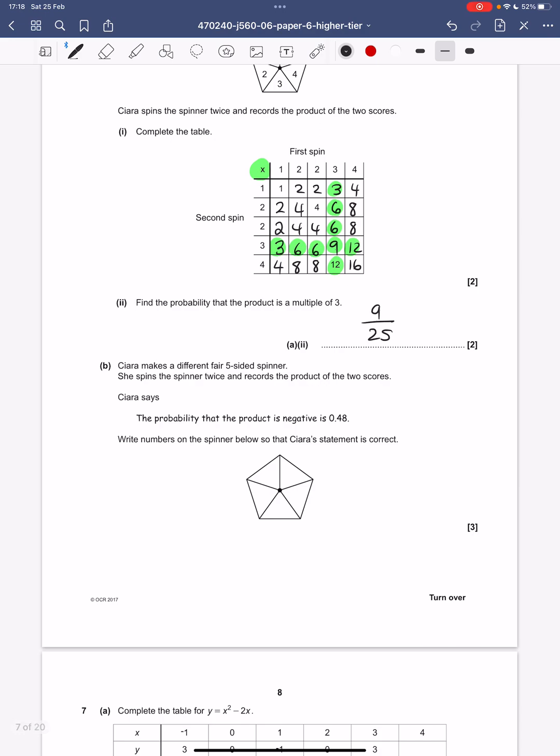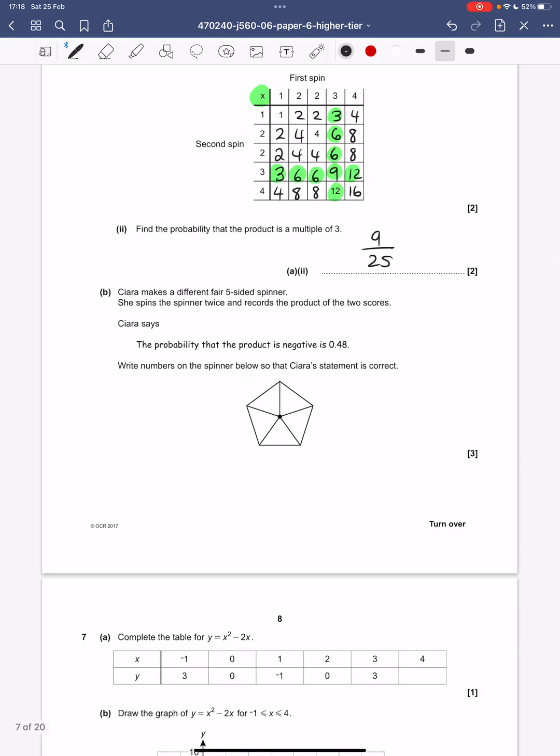She makes a different spinner. She spins the spinner twice and records the product. The probability that the product is negative is 0.48. So we've got some negative numbers coming in. Write the numbers on the spinner so that Kira's statement is correct.